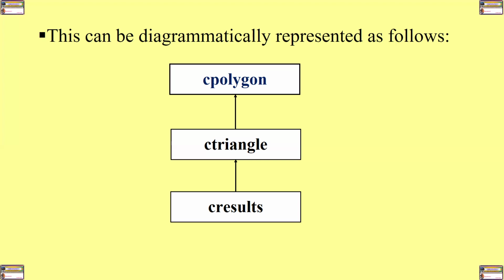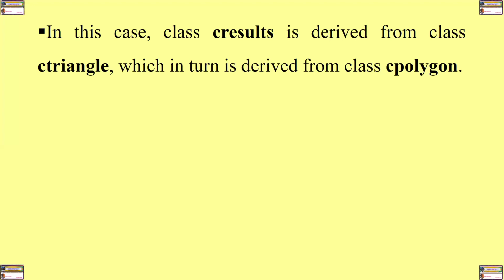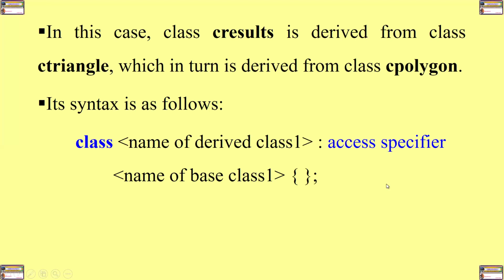So in this case, CResults is a derived class of CTriangle, while CTriangle is a derived class of CPolygon. Just as I have said, class CResults is derived from class CTriangle, which in turn is derived from the class CPolygon. Its syntax can therefore be illustrated as follows.